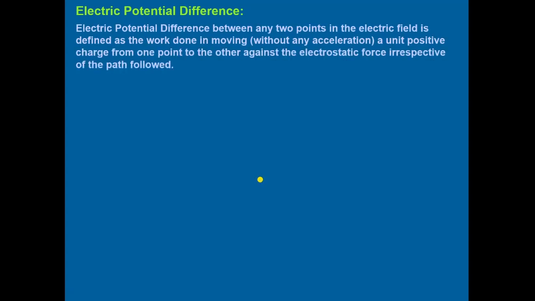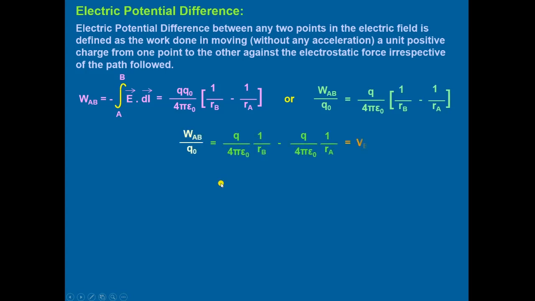Electric potential difference between any two points in an electric field is defined as the amount of work done in moving, without any acceleration, a unit positive charge from one point to another against the electrostatic force, irrespective of the path followed. ये सारी बातें हमने पिछले लेक्चर में की थी.